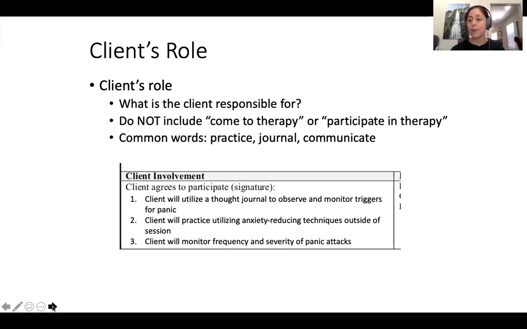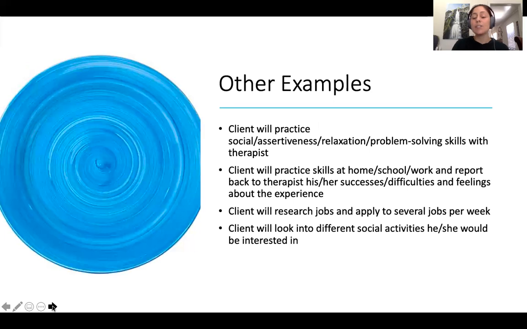Makes great sense, okay? The things that you write here cannot include client will come to therapy or client will participate in therapy. This is a given. The client's gonna come to therapy and participate in therapy. Even though this may be problematic for the client and they may have resistance, that's not something you would write in client involvement. That's not involvement, okay? Don't do that.